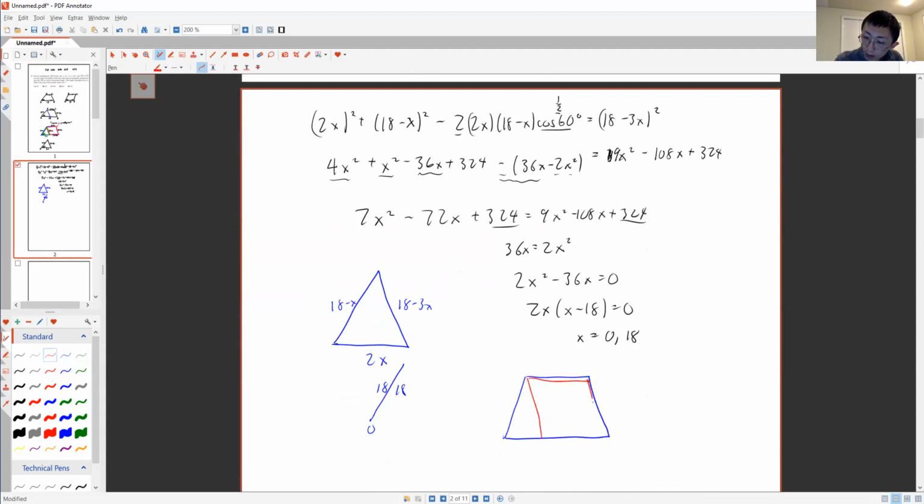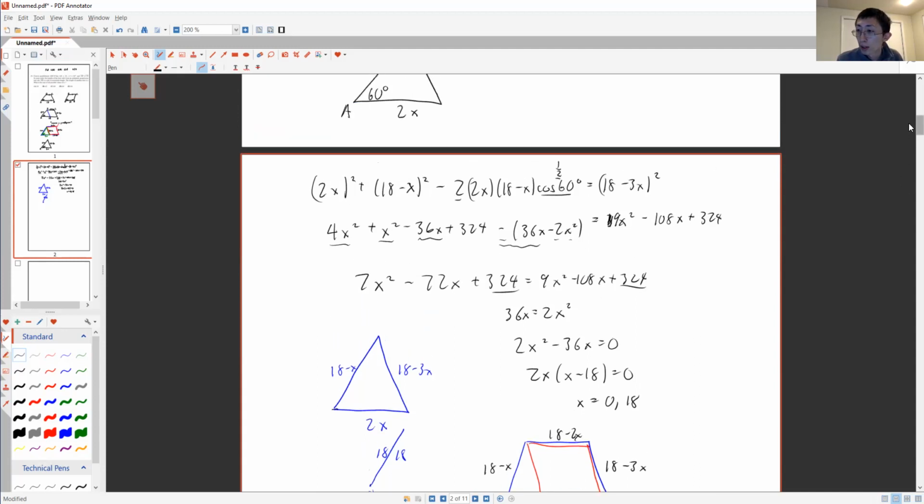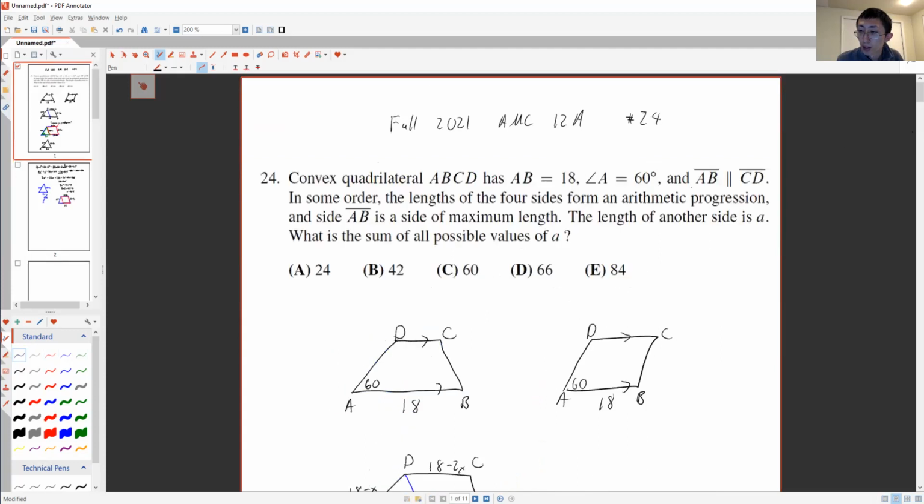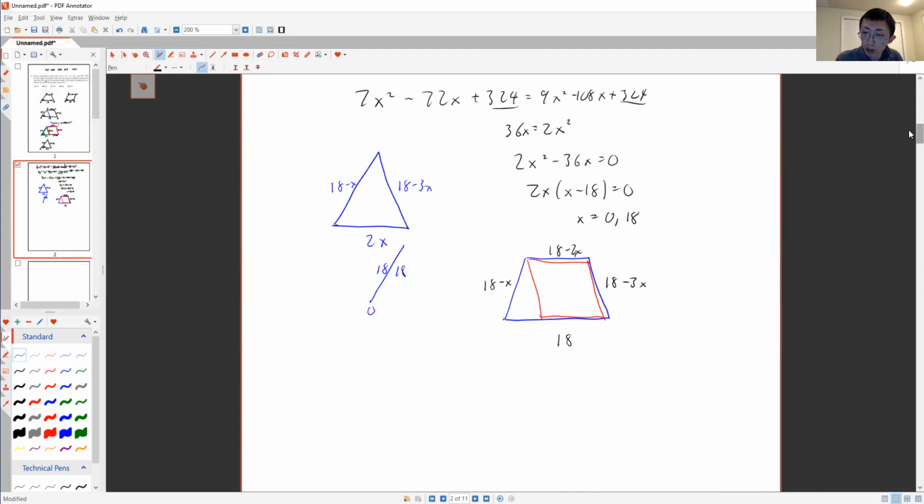So if we add this back, the sides were like 18 minus x, 18 minus 2x. So basically, we'll see if x is 0, all sides are length 18, right? So we think, is this a trapezoid? Well, yes. If we look back at the problem statement, it just says AB is parallel to CD. And AB is a side of maximum length, so it doesn't have to be the unique side of maximum length. So yeah, sure, we could have all 4 sides be 18, and it'll be a rhombus, which is a trapezoid.